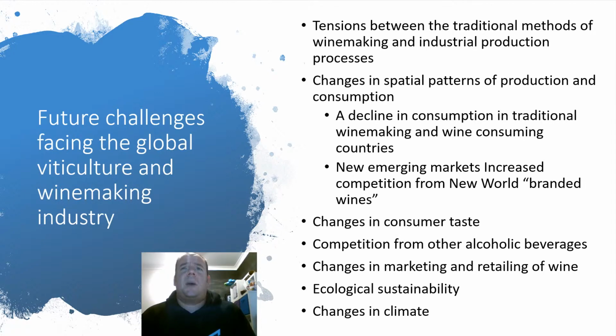We've got changes in spatial patterns of production and consumption. What we've seen in these traditional places where wine's made, like France and Spain, is a decline in winemaking and wine consuming. So wine is still popular, but not as popular, and people aren't making as much wine there. We've also seen new emerging markets, which has increased competition from the New World. They're called branded wines, and Yellowtail is an example of that brand. We'll look at that in a bit more detail.